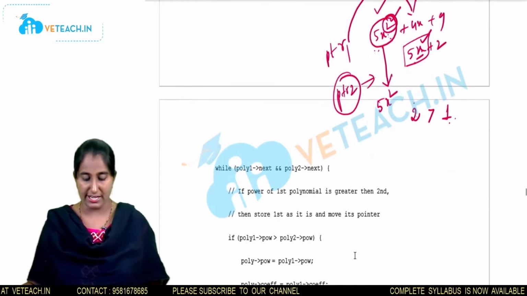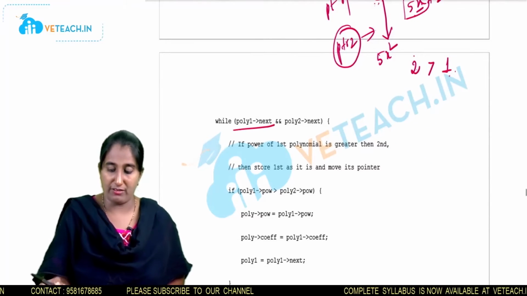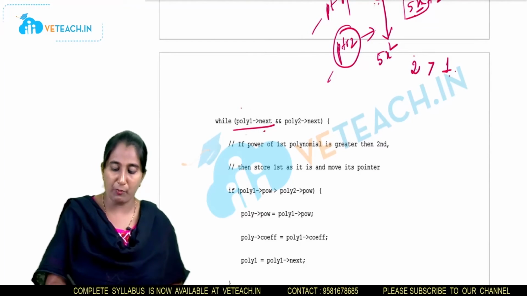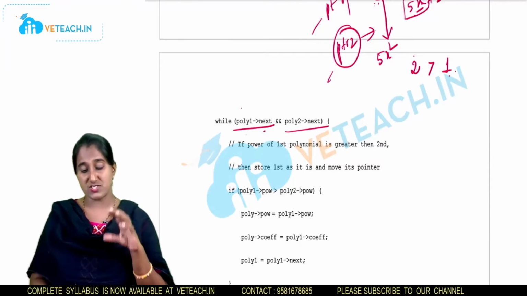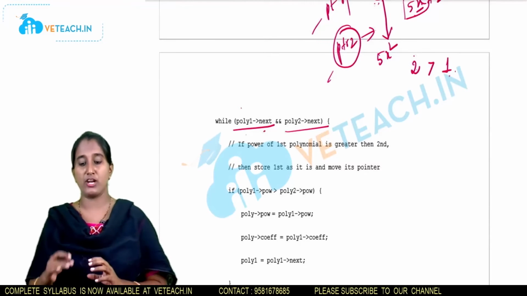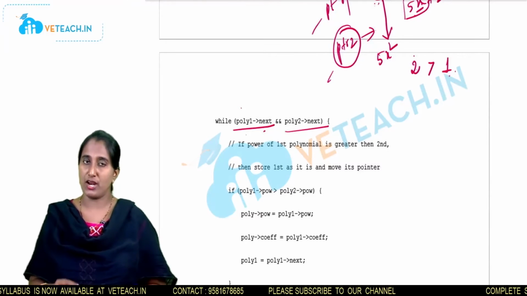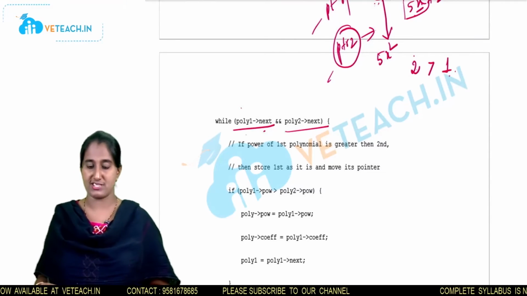Okay, so this condition has been written. See what we need to do. Here they have taken poly 1. Poly 1 points to next and poly 2 points to next, meaning there should be some value. The poly 1 pointer should have some value, and the poly 2 expression also should have some value.